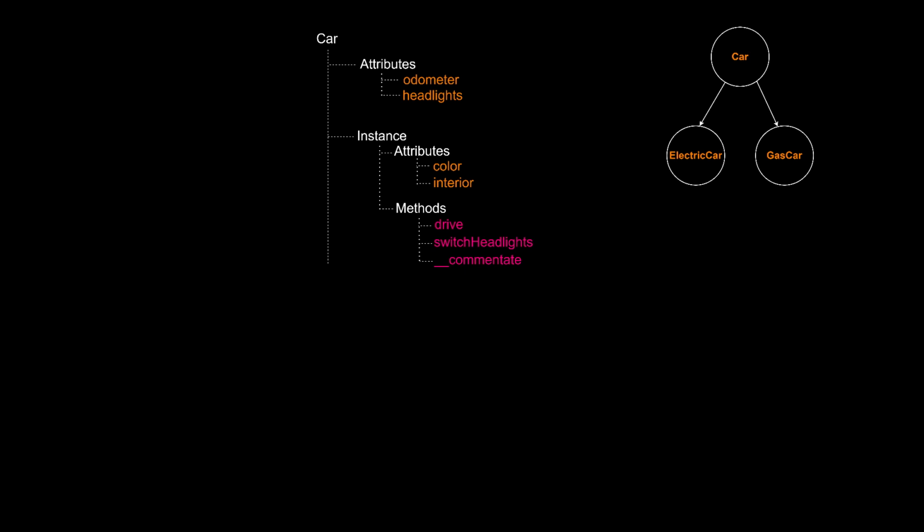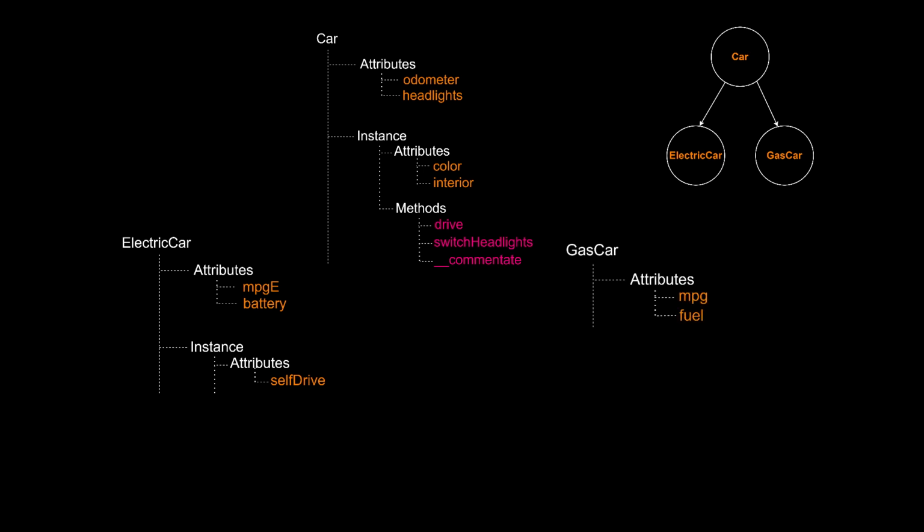So let's take a look at electric car. As you can tell, this is a lot shorter and cleaner than what we saw a little bit ago. So we only are adding the MPGE and battery as parts of the electric car class. And also we're defining that this car can have a self-driving option. And that's it. You already have the electric car class. The gas car looks even simpler than that. So you only have MPG and fuel, which are not part of the car class already. So that's it.